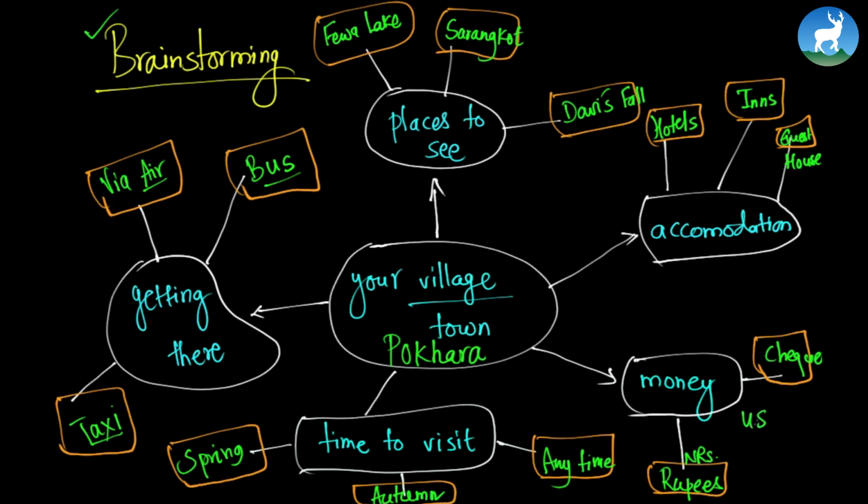You can also use US dollars. You can exchange US dollars. One US dollar is approximately 90 rupees. So money can be easily exchanged at any bank. That's not the problem. So this is the first section, which we call brainstorming.